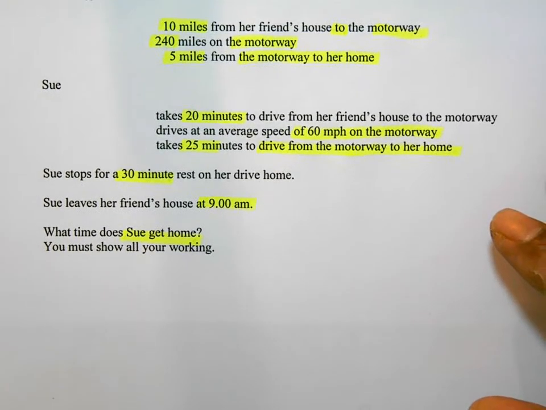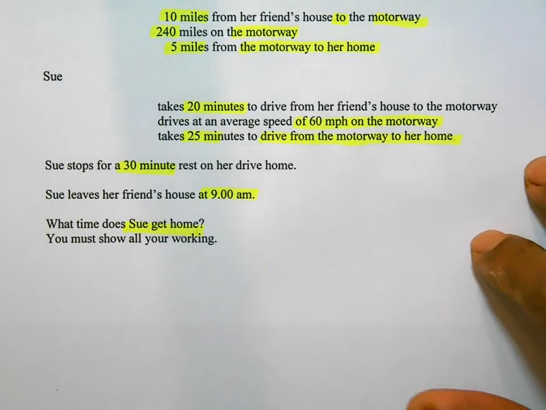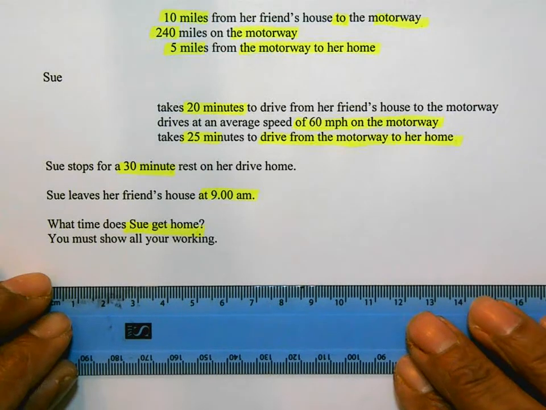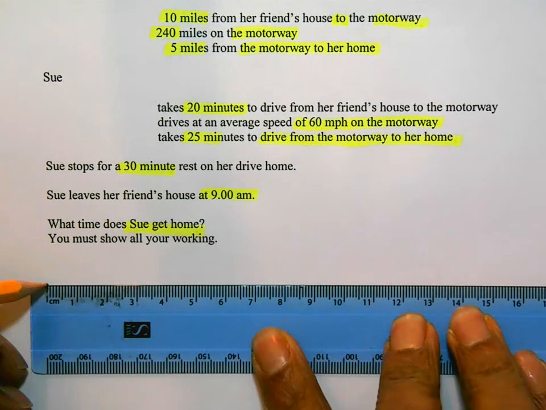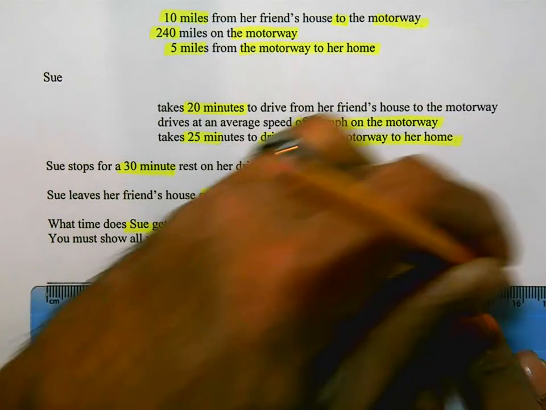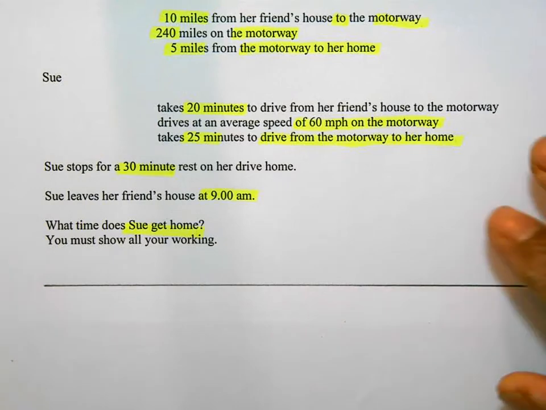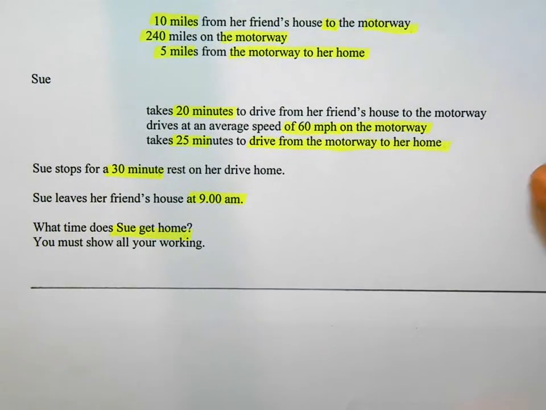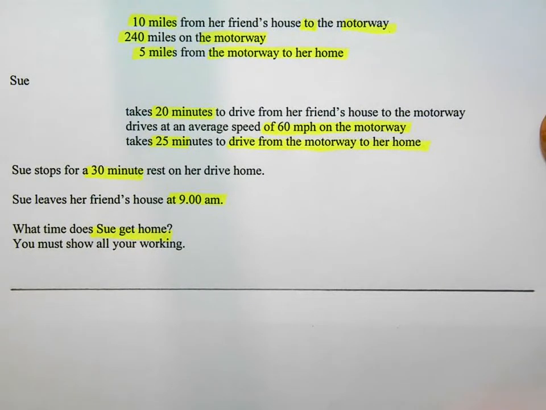Okay, so I think the best way to do this is to draw a timeline of Sue's journey. I'm going to do that from where she begins her journey to when she ends her journey at home. So she starts off at her friend's house, and then she makes her way all the way home. And we need to work out what time she gets home.